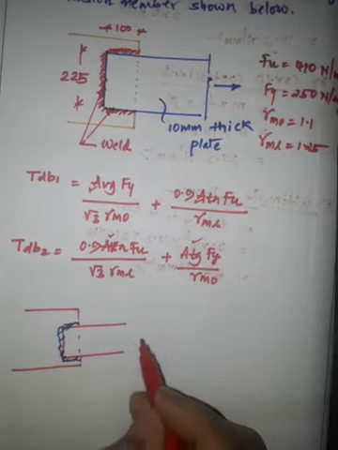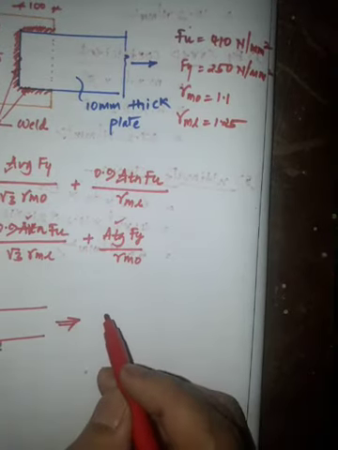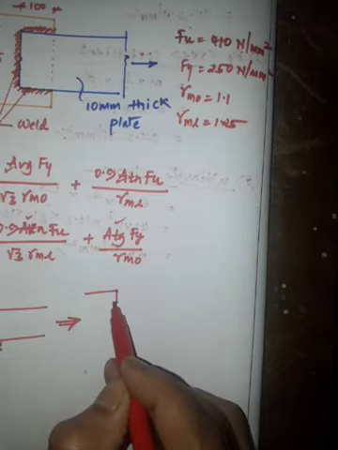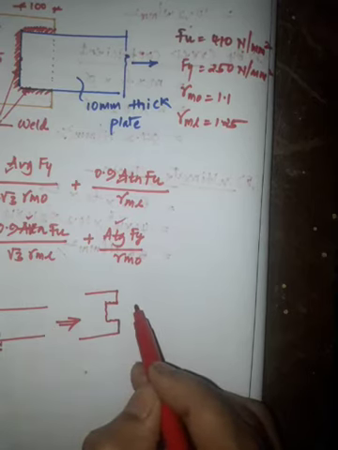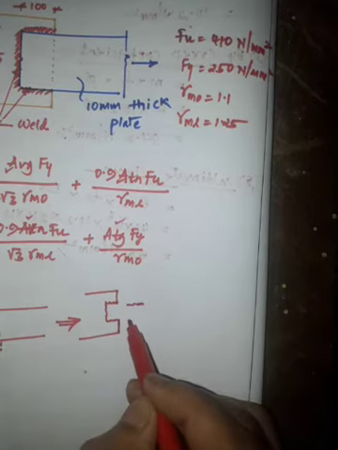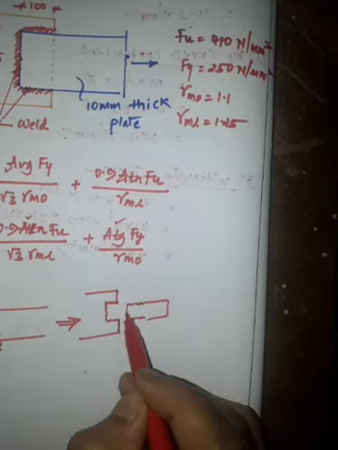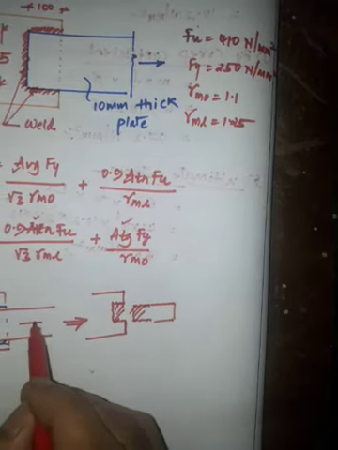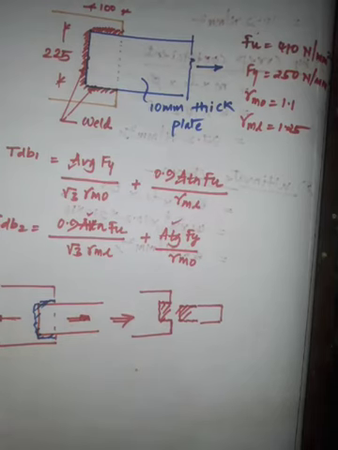What will happen here? After failure it will become like this. This part of the plate will become like this, and this part of the plate will become like this. The failure will occur, it will cut, this part will come this side and this part will separate. Two plates will get separated because of block shear.